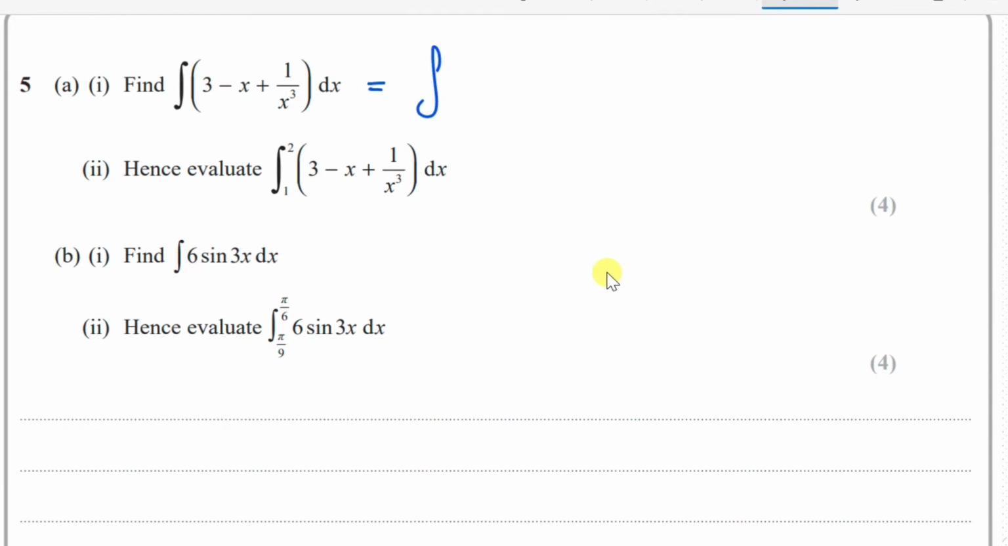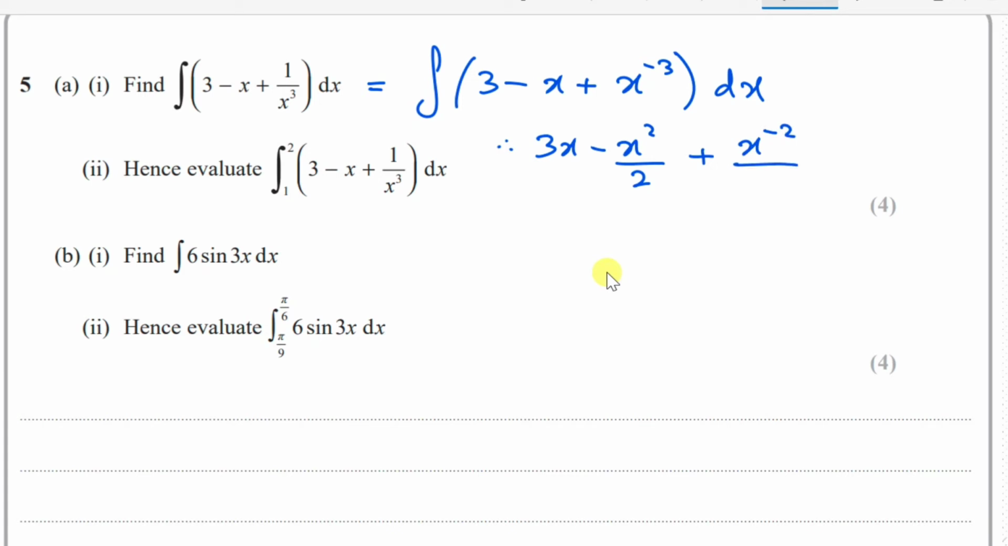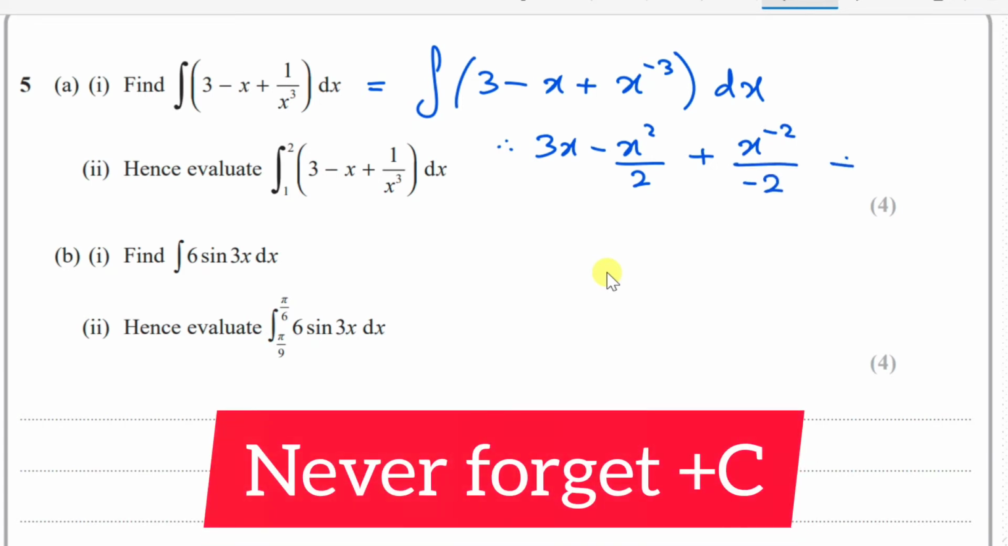We want to find the integral of 3 minus x plus, because you've got 1 over x cubed, that's the same as x to the negative 3. Always bring it back up. Now integrating that is quite easy. If you integrate 3, you just stick an x. If you integrate x, you add a power, so it'd be x squared, and then you divide it by its power, which is 2. And do the same here. Because you've got x to the negative 3, add 1 to the power, so it becomes negative 2, so it becomes plus x to the minus 2 over minus 2. And never forget the plus c.